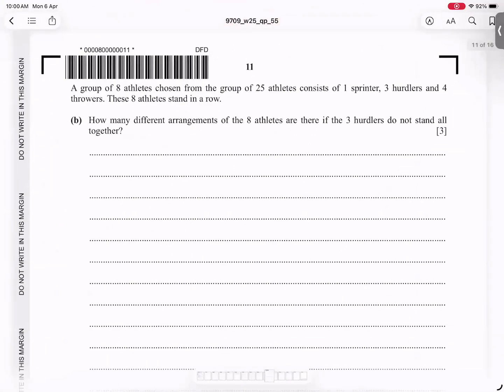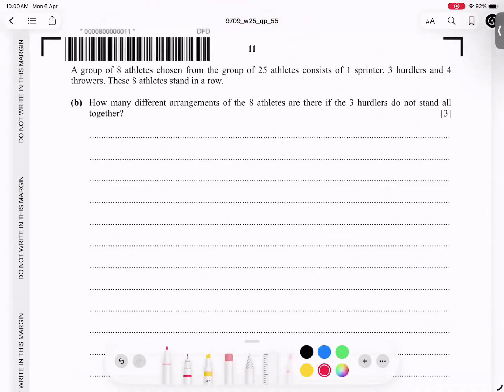Next part, on the next page, he mentioned here a group of 8 athletes chosen from a group of 25 athletes consisting of 1 sprinter, 3 hurdlers, and 4 throwers. It means we are taking 8 and standing in a row. Okay, so how can we do this? He said, how many different arrangements, meaning permutations, of the 8 athletes are there if the 3 hurdlers don't stand all together. So it means the 3 all together, like if we talk about hurdler 1, 2, 3, he said I don't need this, so I think I will find this together and subtract from the total. So look at now.